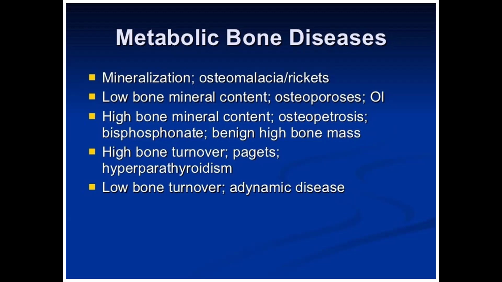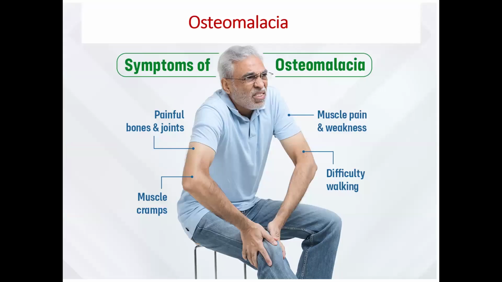So I like this classification, guys, because I always get mixed up in these metabolic bone diseases. If it's a problem with mineralization, it's probably osteomalacia or rickets. If it's low bone mineral content, it will be osteoporosis or osteogenesis imperfecta. High bone mineral content, such as osteopetrosis. High bone turnover, such as Paget and hyperparathyroidism. Low bone turnover, adynamic bone disease.